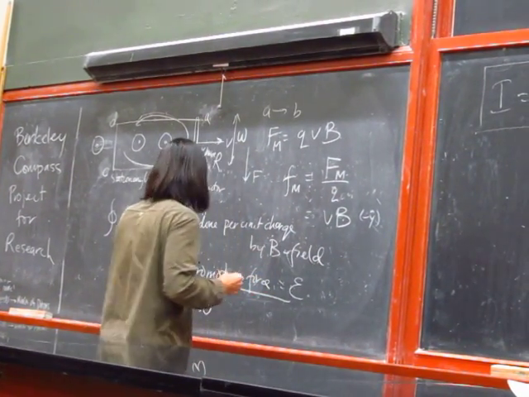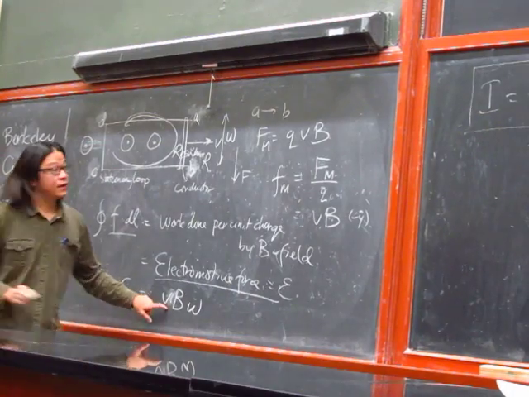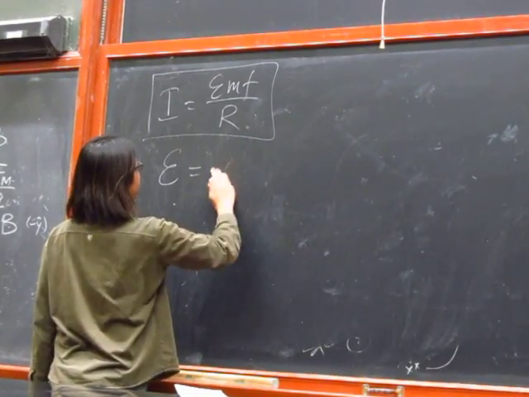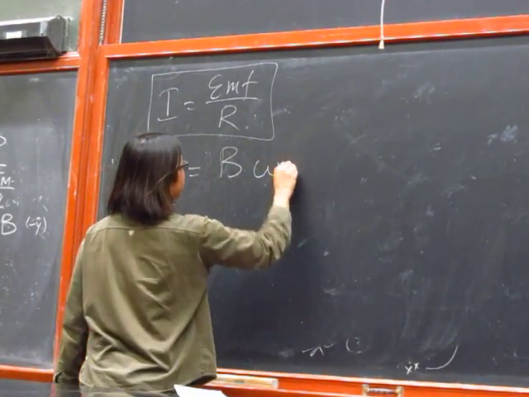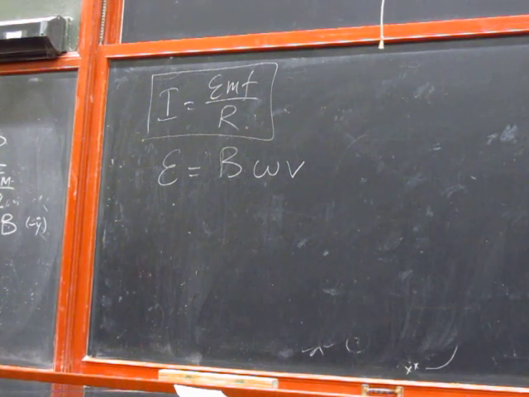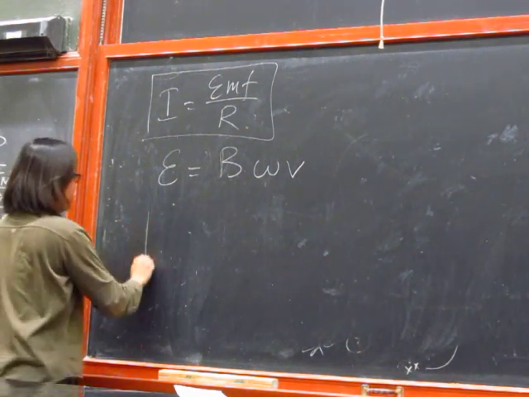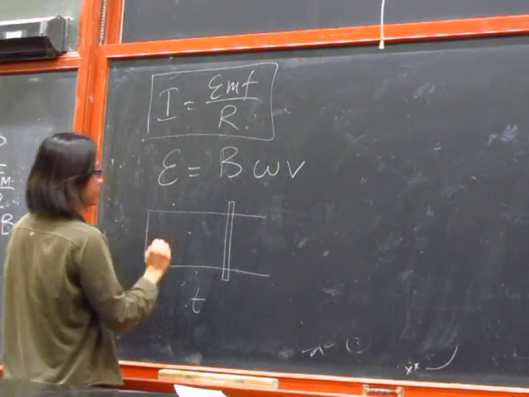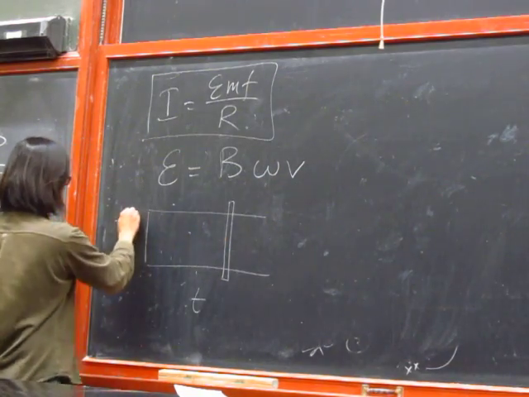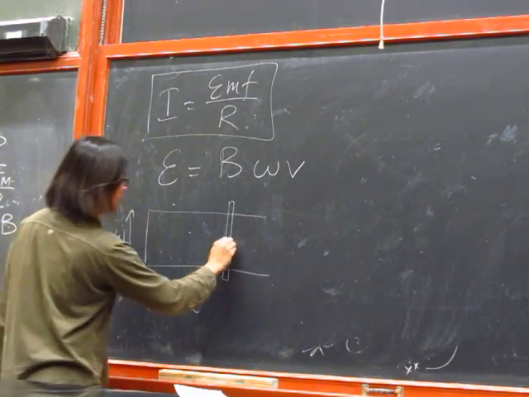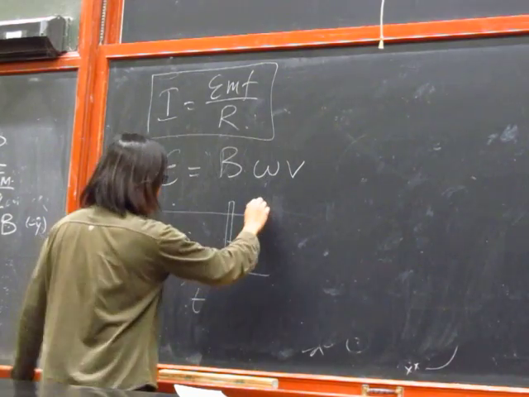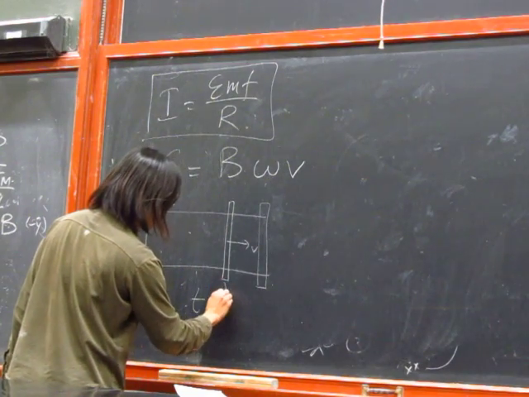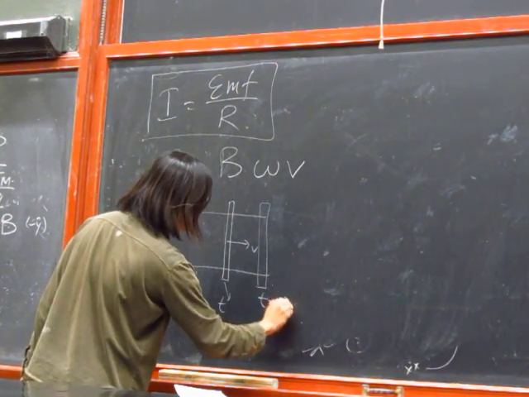And if I look at this expression for the EMF, let me rewrite it: VW. Let me consider this situation at time t. This is W, and this is moving at some velocity V. At a later time, this will be over here, right? This is at time t, this is at time t plus delta t.